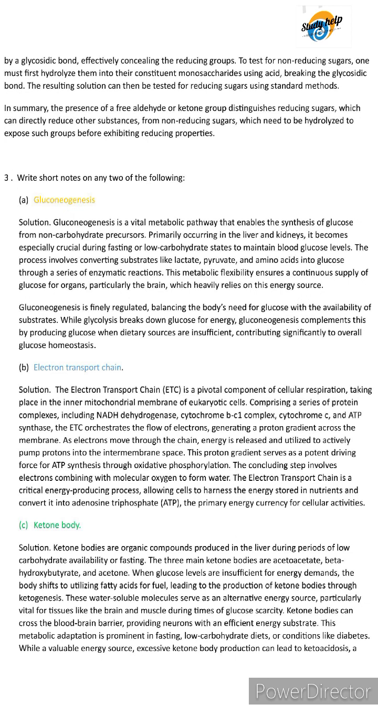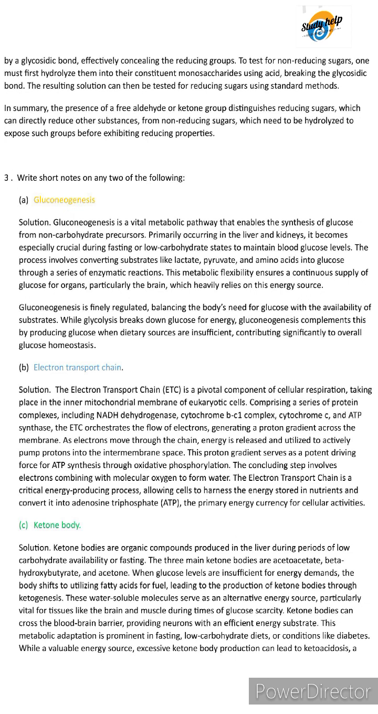As electrons move through the chain, energy is released and utilized to actively pump protons into the intermembrane space. This proton gradient serves as a potent driving force for ATP synthesis through oxidative phosphorylation. The concluding step involves electrons combining with molecular oxygen to form water. The electron transport chain is a critical energy-producing process, allowing cells to harness the energy stored in nutrients and convert it into adenosine triphosphate, ATP, the primary energy currency for cellular activities.